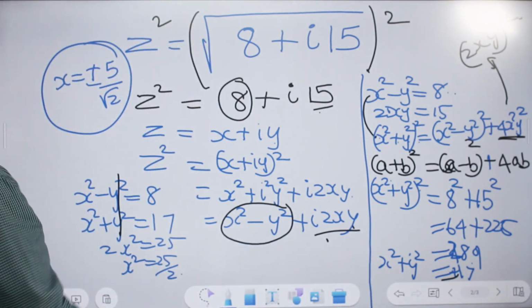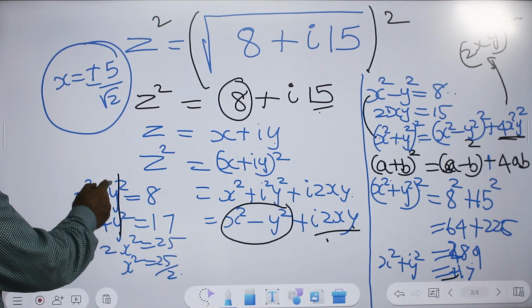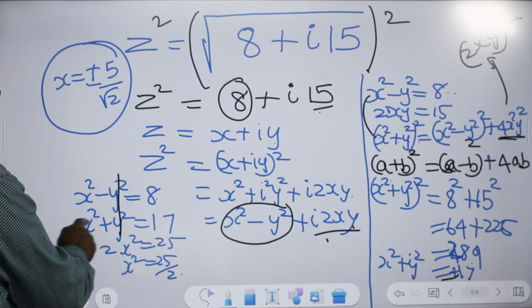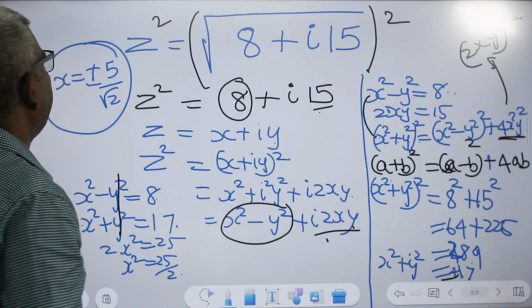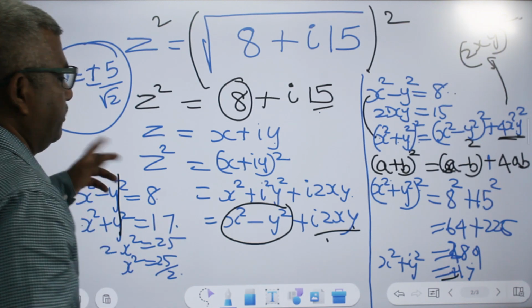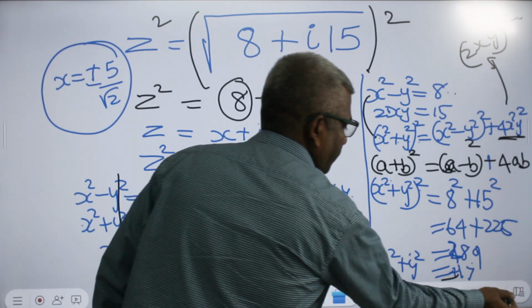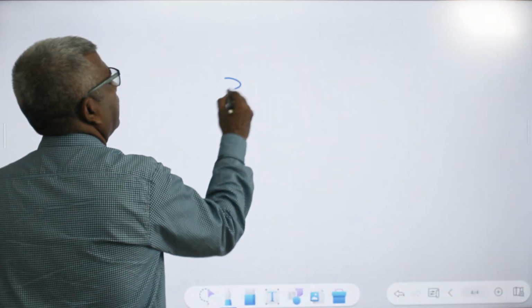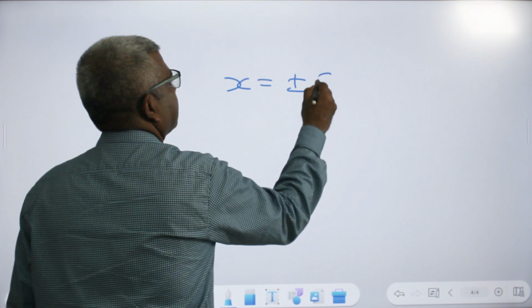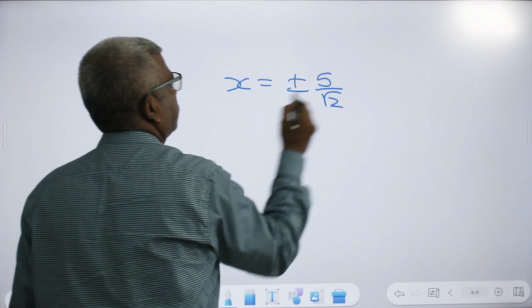Okay, now compare it. x squared minus y squared will be 8, and x squared plus y squared is equal to 17. When you add, y squared will be cancelled. 2x squared equal to 25. x squared equal to 25 by 2. x is equal to plus or minus 5 by root 2.